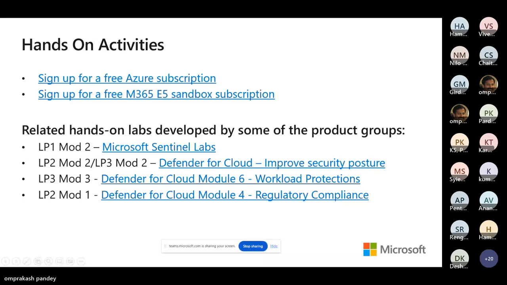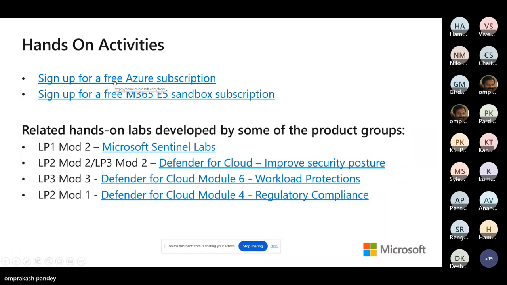There are certain basic labs available in relevant learning paths, especially for areas like Sentinel, which I mentioned earlier, improving security posture, workload protection. For hands-on activities, we will need to have both environments available. One is an Azure subscription, and along with that, we need a Microsoft 365 E5 subscription. Because if you look at advanced features like insider risk management, correct? Some of those features are available only with an E5 license right now.